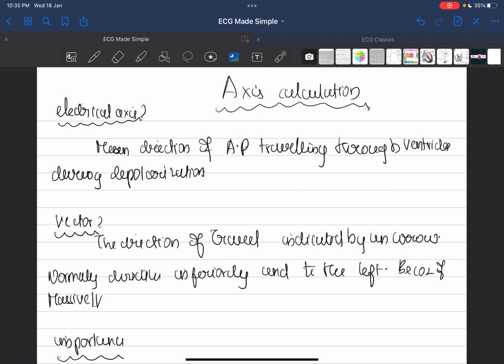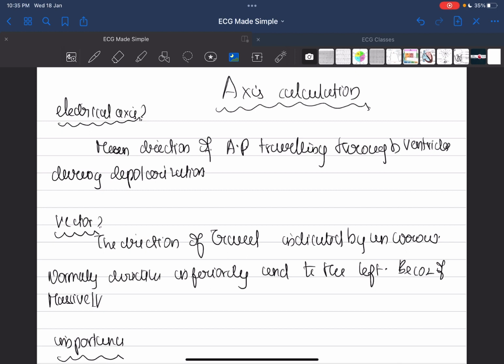So my suggestion is that if you are confident with one method of axis calculation, stick to it. If you are not confident, then look at this video, take the one method which I teach you, and keep following it. Every single ECG you see, try to calculate its axis. When you have calculated some 20 to 30 axes continuously, then subconsciously, just by seeing the ECG, you will know the axis.